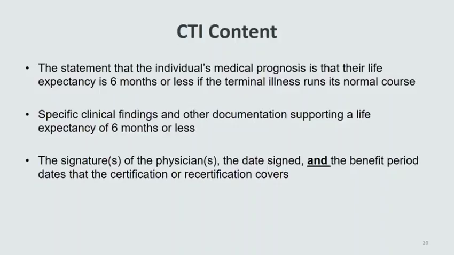The specific clinical findings and other documentation supporting a life expectancy of 6 months or less are supposed to be there too. And you really need to look to the physician to summarize those in the narrative, or at least make sure that these clinical findings, the lab results, other test results that you're getting from other providers, the visit notes that are being used, any type of finding like that, you are either including it as part of the CTI itself as an attachment, or it is in the medical record. Now, I often get the question about, does it have to be part of the CTI or can it be anywhere in the medical record?